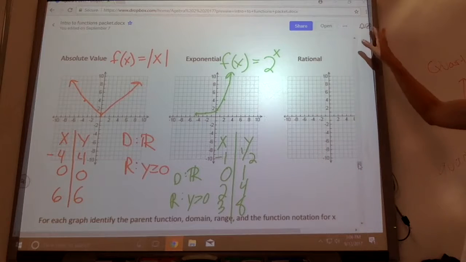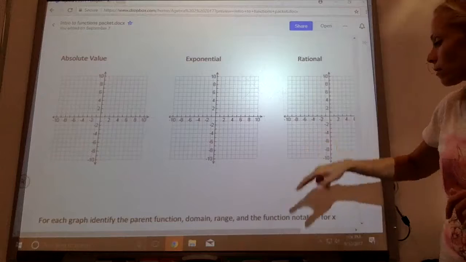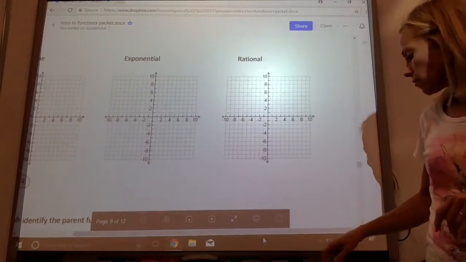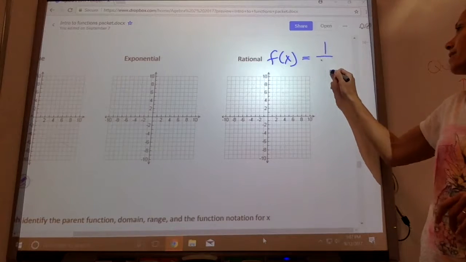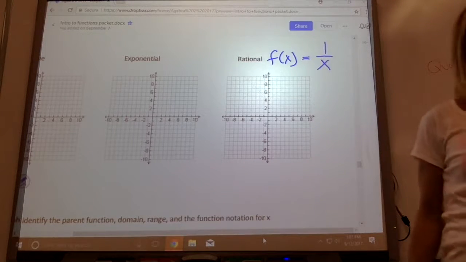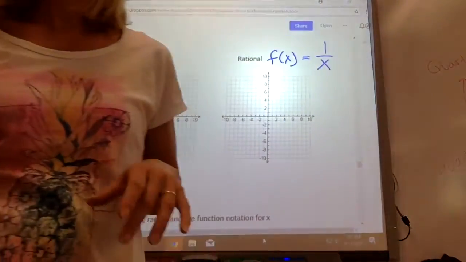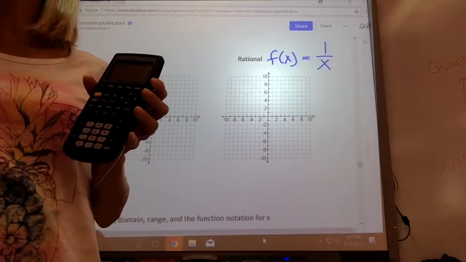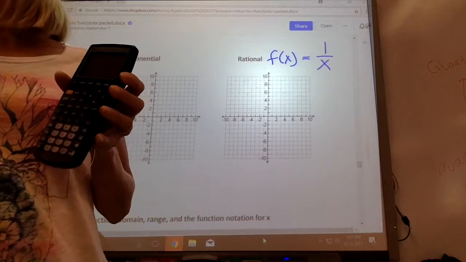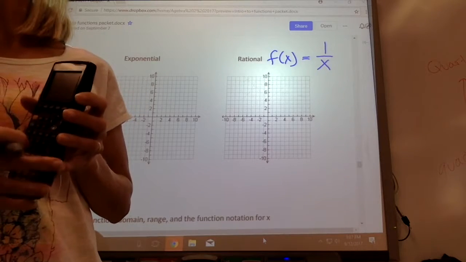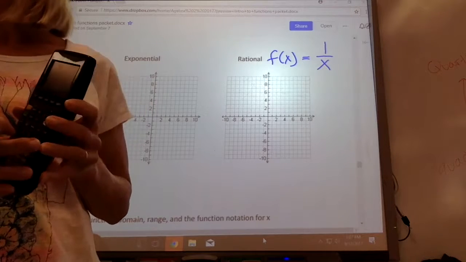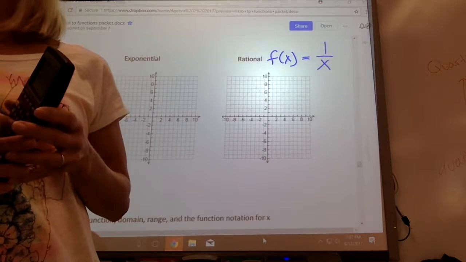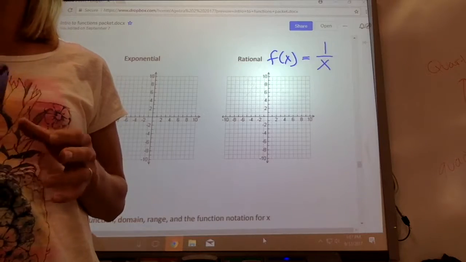And the last one, rational function. Rational function will be now the first time that you see x in the denominator. Okay, so go to your y equals, clear it out, and it's 1 divided by x. That's a rational function, and this graph is kind of neat. 1 divided by x. Okay, kind of a neat graph, something you probably have never seen before.